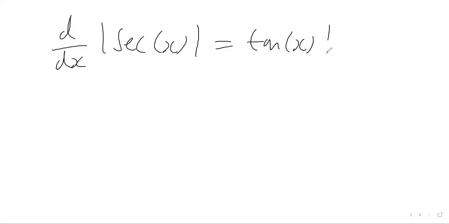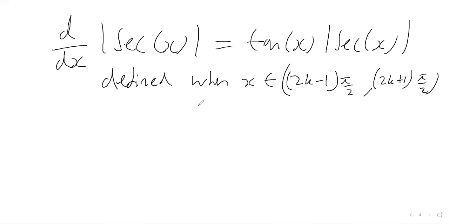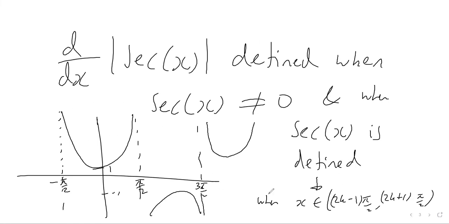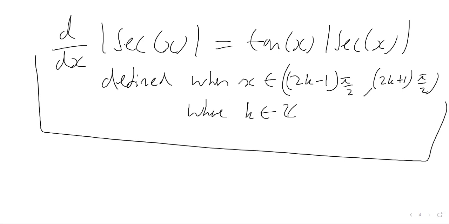Therefore we can conclude that d by dx of the modulus of sec x is equal to tan of x times the modulus of sec x, and this is defined when x is between these odd multiples of pi over 2. Let me write that again: defined when x is between 2k minus 1 times pi over 2 and 2k plus 1 times pi over 2, where k is an integer. Using the graphs here, we can check that x has to be between these values in order for the function to be defined itself. So that concludes this video, because we get this result here, which holds true for these values of x.